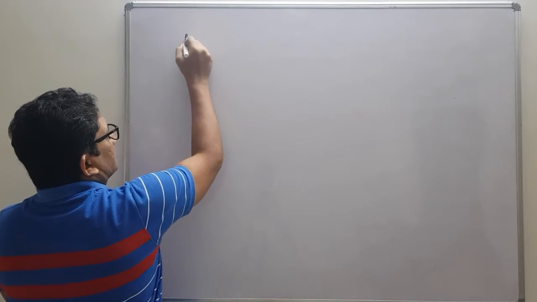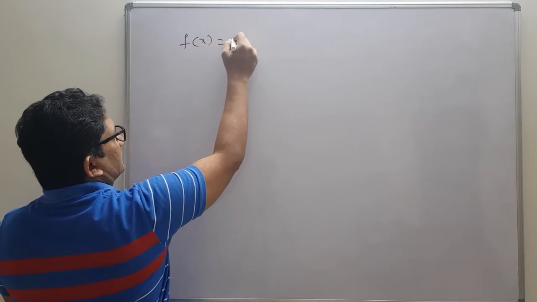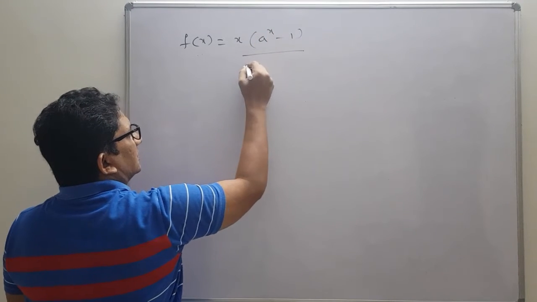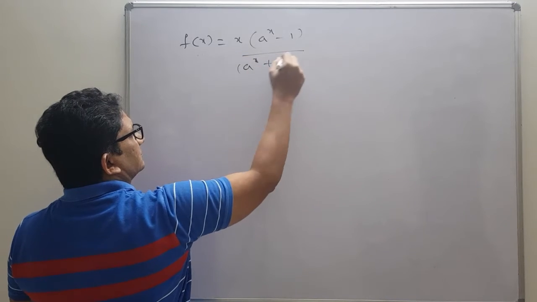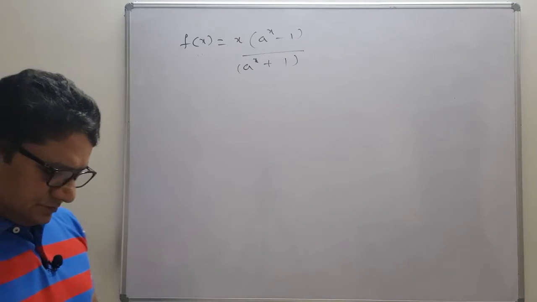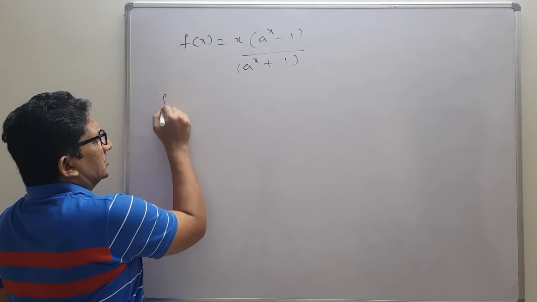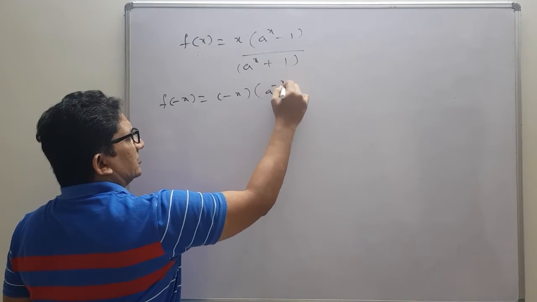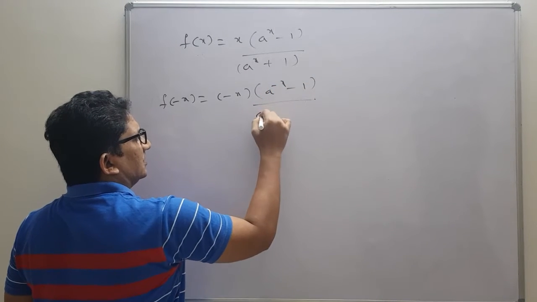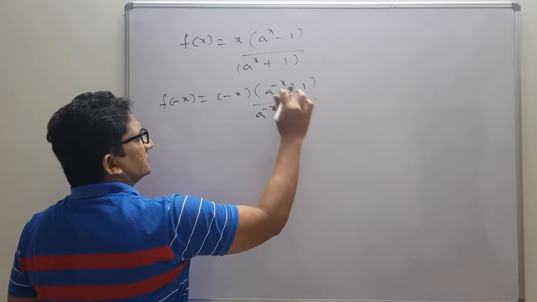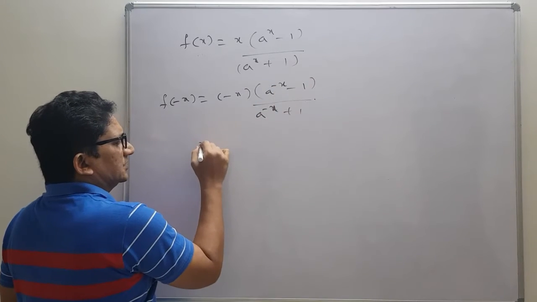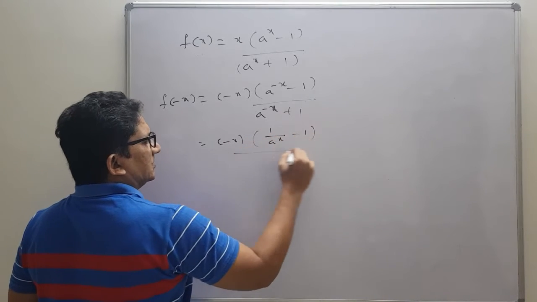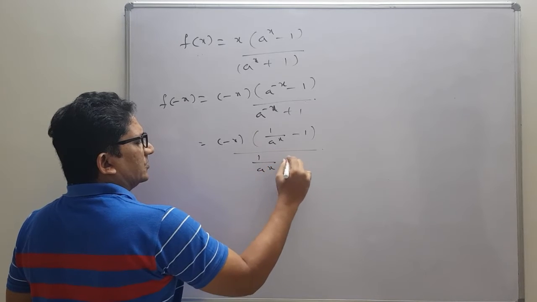Next problem: check whether the function is even or odd. f of x equals x into (a to the power of x minus 1) divided by (a to the power of x plus 1). Take f of minus x, that is minus x into (a to the power of minus x minus 1) divided by (a to the power of minus x plus 1). We can write this as minus x into (1 by a to the power of x minus 1) divided by (1 by a to the power of x plus 1).